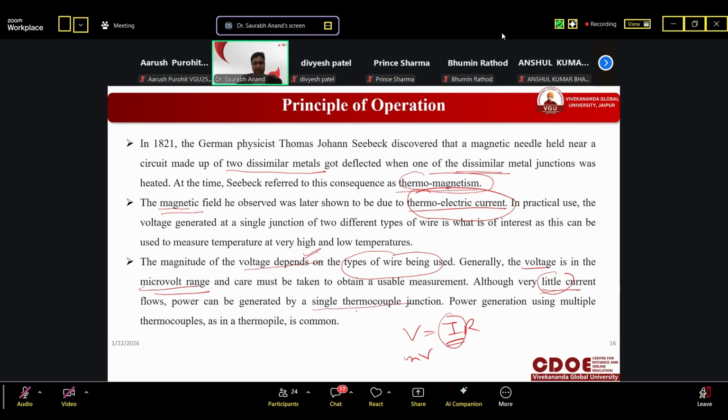The power can be generated by a single thermocouple junction. And if we are using more than one thermocouple in series, then it will be known as a thermopile. Thermopile is the series combination of thermocouples. If we are using more than one thermocouple, two, three, four, five, connected in series, then it will be known as a thermopile.